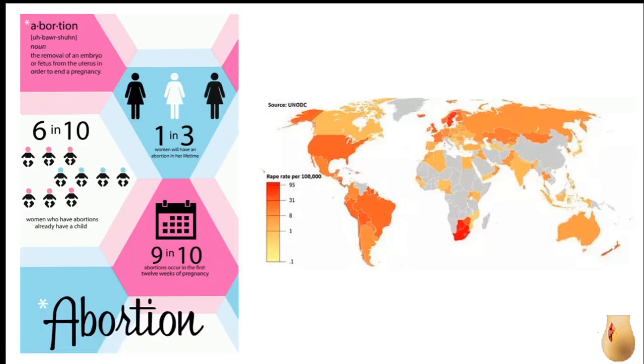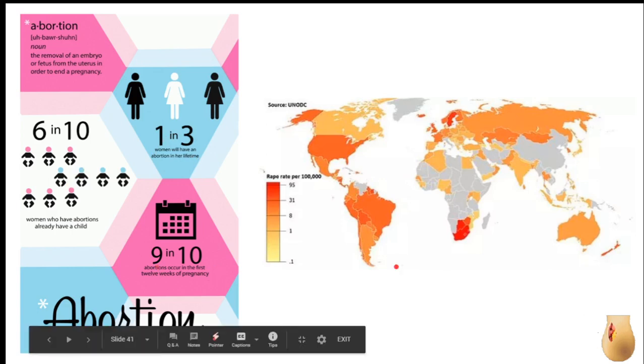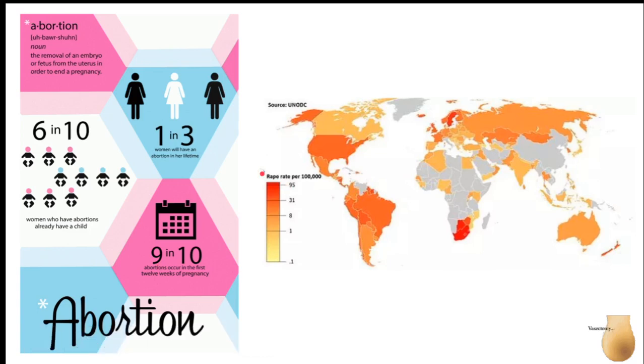There are some infographic pictures right over here. You can see 1 in 3 women have an abortion in her lifetime. 9 in 10 abortions occur in the first 12 weeks of pregnancy. And you can see the cases where abortion can be done; one of the cases is rape. This is the picture of the whole world where rape has been reported.